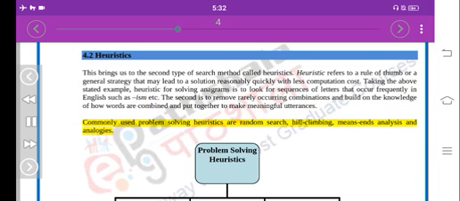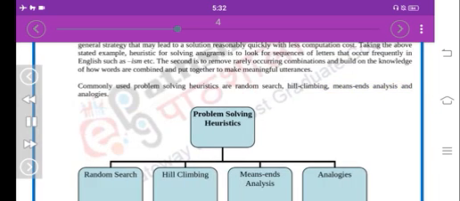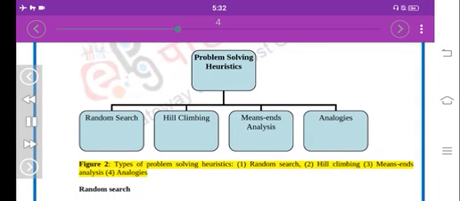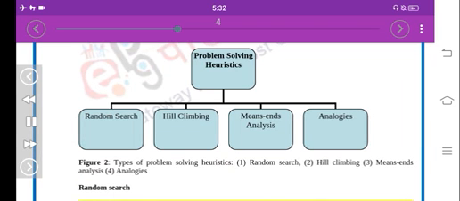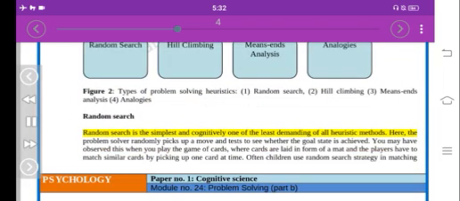Commonly used problem-solving heuristics are random search, hill climbing, means ends analysis and analogies. Figure 2. Types of problem-solving heuristics. 1. Random search. 2. Hill climbing. 3. Means ends analysis. 4. Analogies. Random search. Random search is the simplest and cognitively one of the least demanding of all heuristic methods. Here, the problem solver randomly picks up a move and tests to see whether the goal state is achieved.